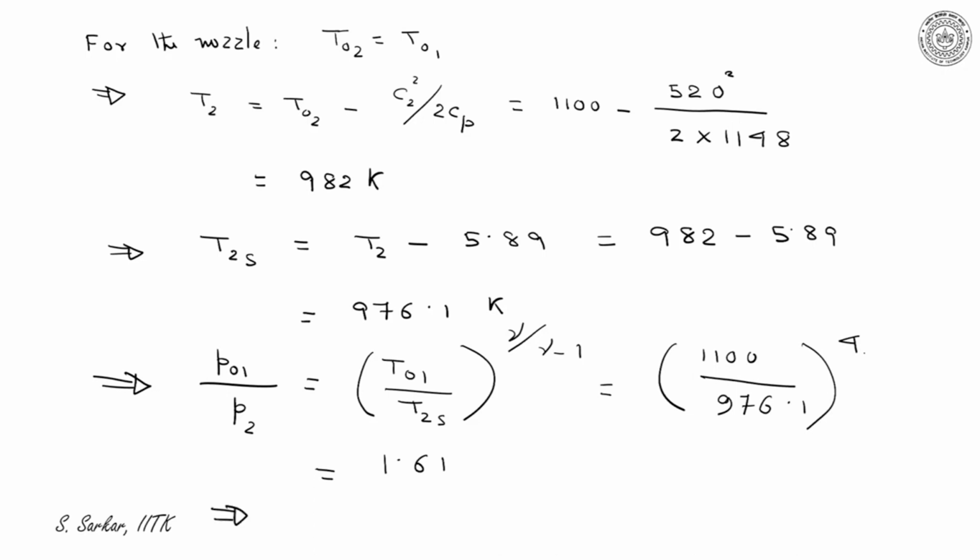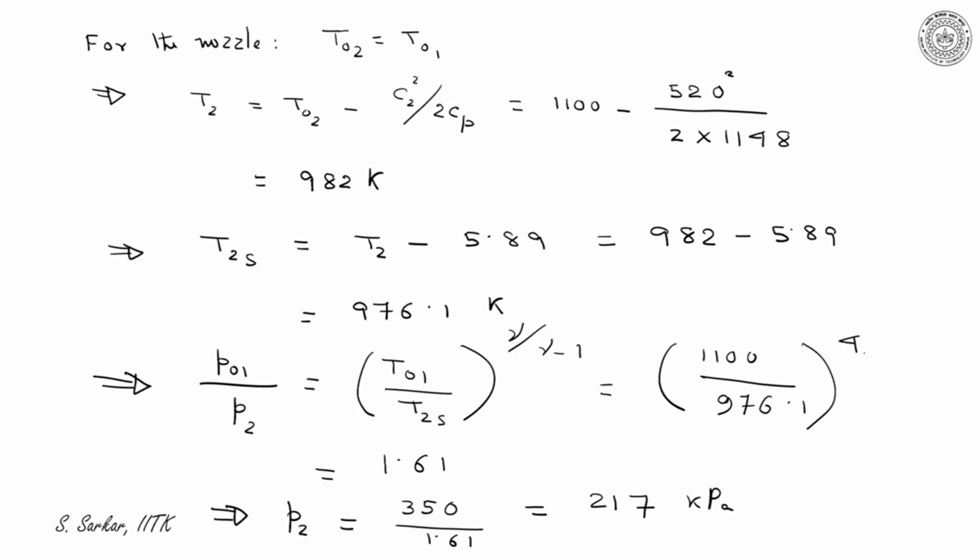Thus P2 would be equal to P01, which is 350, divided by 1.61. If you do this, the value of P2 I have got is 217 kilopascal. Now I got P2, that is the exit nozzle pressure. So I can evaluate rho 2 since T2 is known to us.